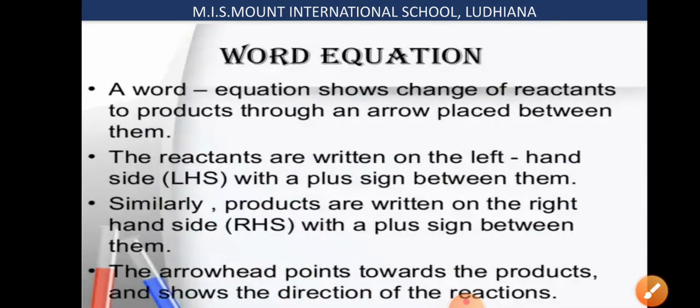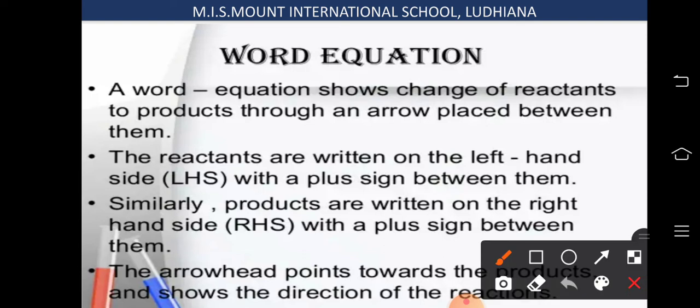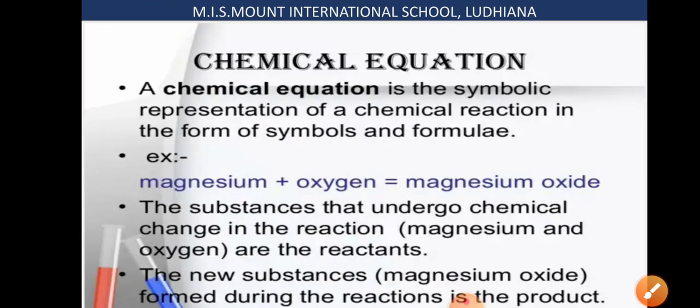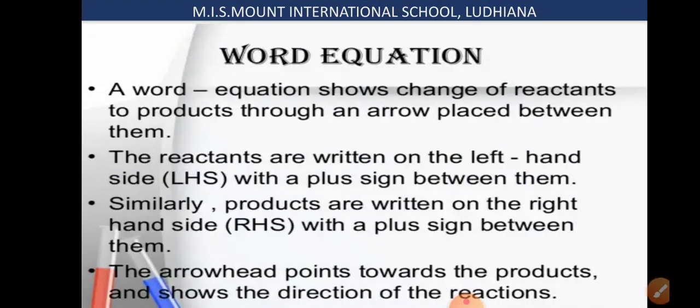Okay, so there is a word equation that can be used in order to represent the reaction that occurs between the reactants. The substances which are present on the left hand side are reactants, and on the right hand side are the products, written with a plus sign between them. Then there also exists an arrowhead between them, which just tells you the direction in which the reactants are getting converted into products.